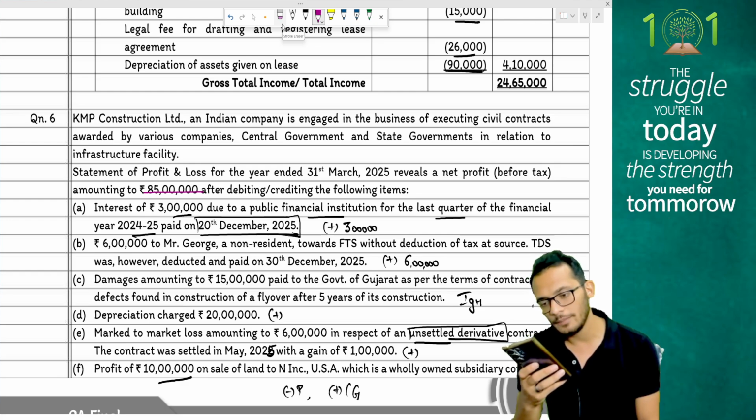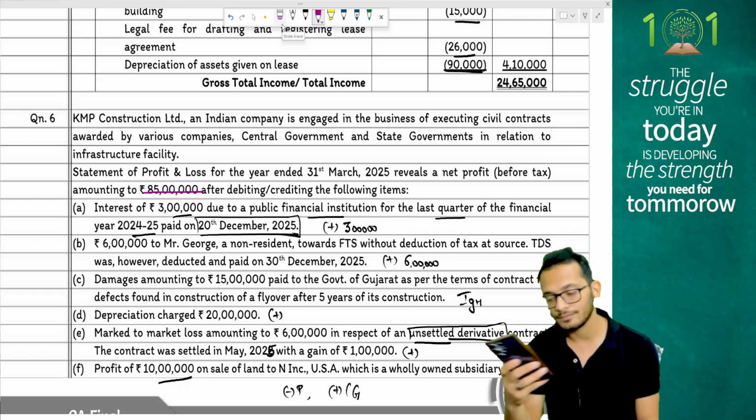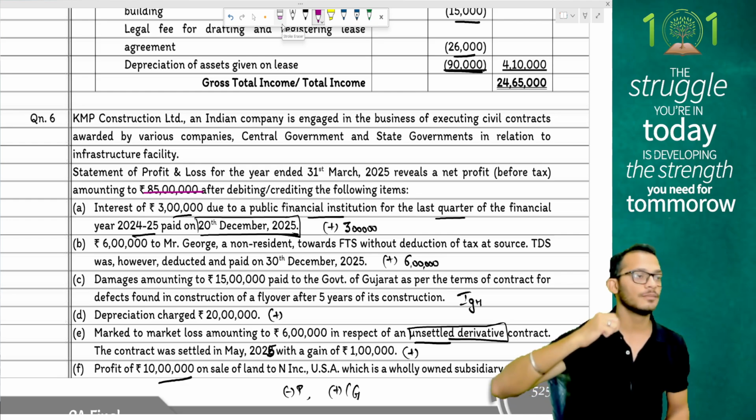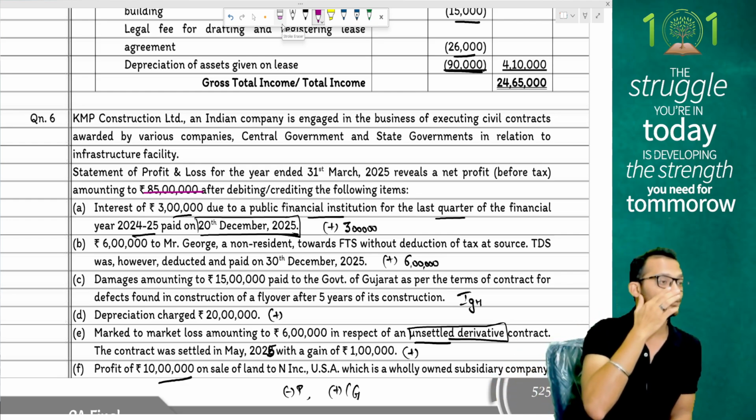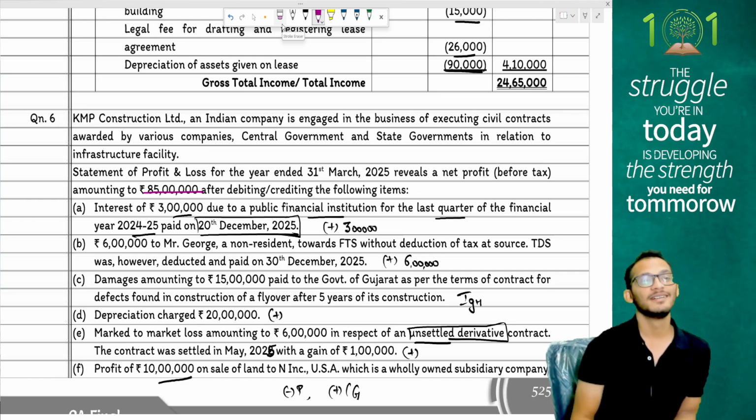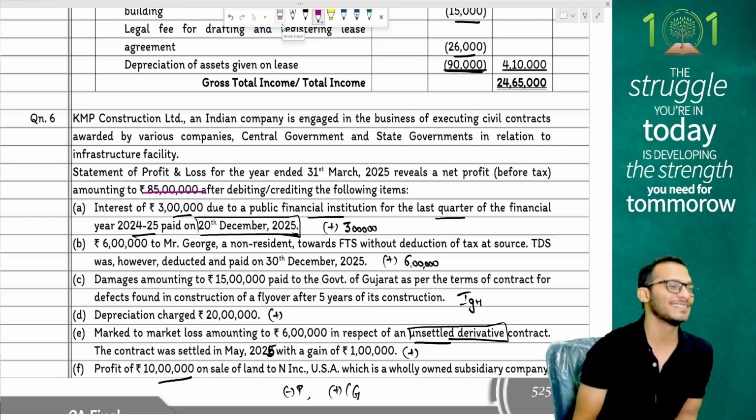It shall not be allowed as deduction. This is your analysis. Conclude. No. You're repeating the same thing again. I want something better.